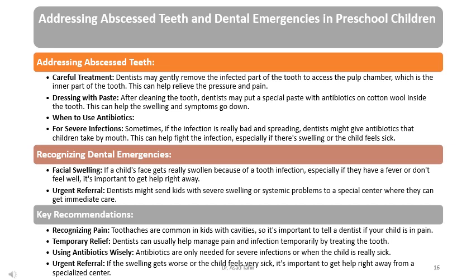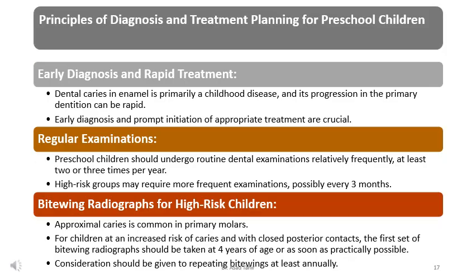from a specialized center. Principles of diagnosis and treatment planning for preschool children. Early diagnosis and rapid treatment. Childhood disease. Tooth decay mostly happens when we're kids, and it can spread quickly in our baby teeth. That's why it's super important to find it early and fix it.